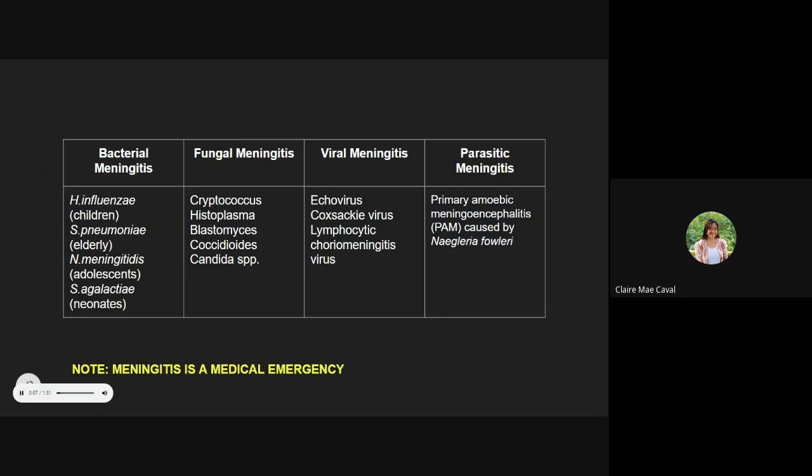First, we have bacterial meningitis. You have here Haemophilus influenzae, more commonly associated with meningitis among children. You also have Streptococcus pneumoniae among the elderly, Neisseria meningitidis among adolescents, and Streptococcus agalactiae among neonates. Other causative agents include Escherichia coli and other members of Enterobacteriaceae, and Listeria monocytogenes.